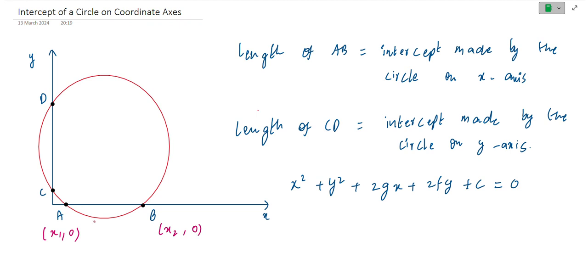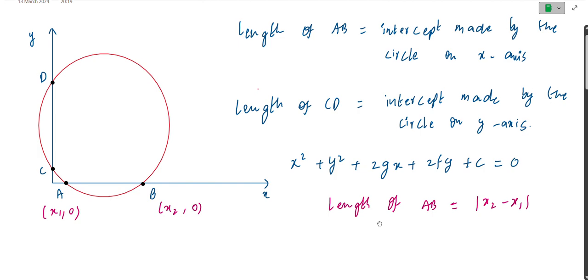So if I can find the x1, x2 values, the difference of x1, x2, then the length of AB will be the difference of x coordinates of A and B, that is mod of x2 minus x1. I don't know whether x1 is greater or x2 is greater, that is why I put mod here. But according to the diagram, I can clearly see that x2 is greater.